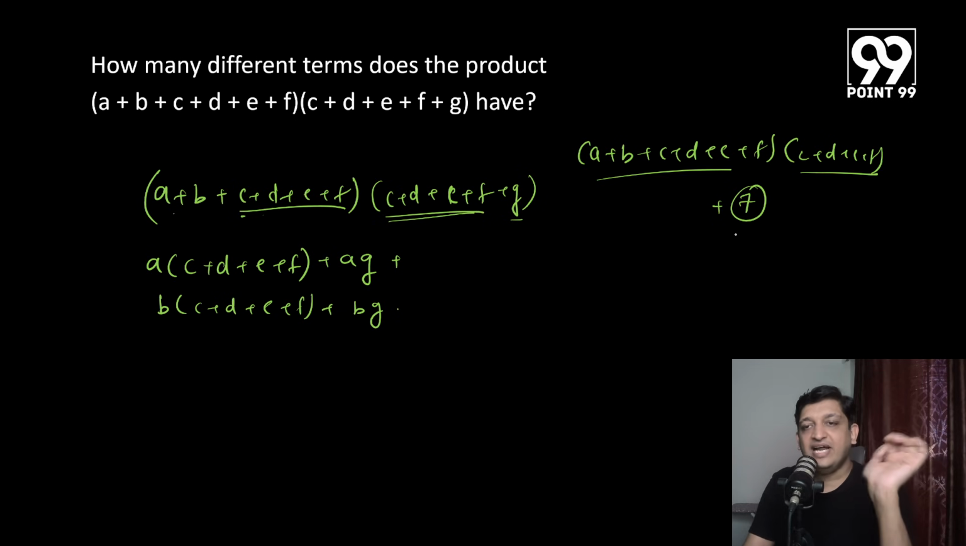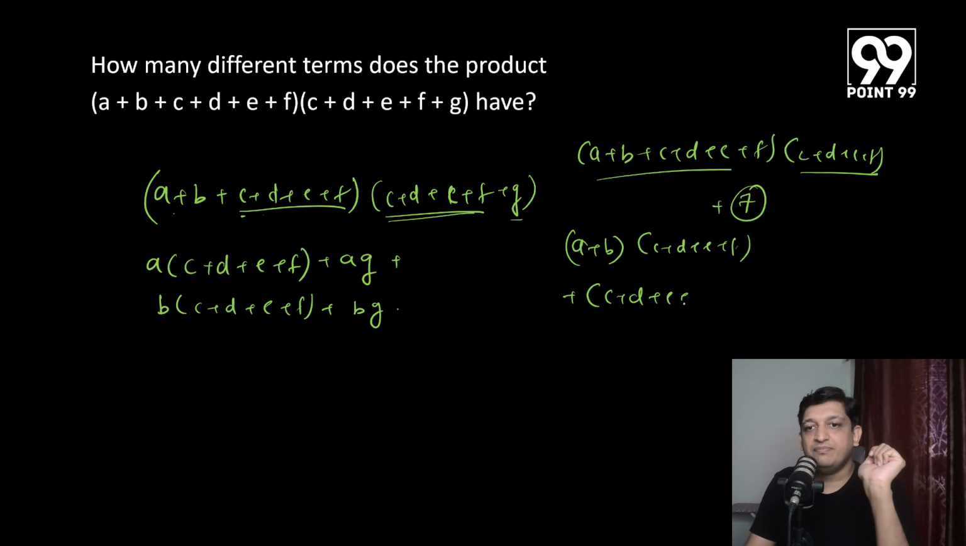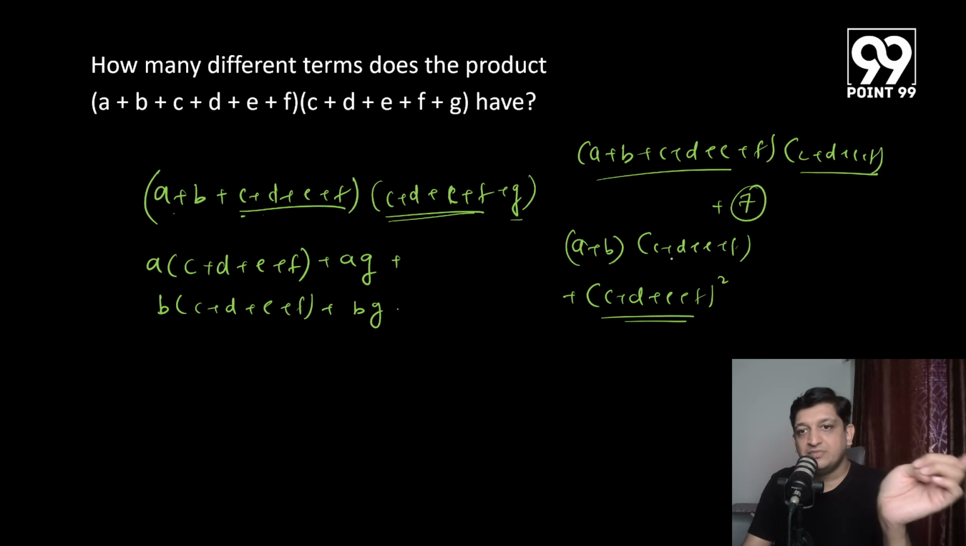Now again, if you are looking at this split, what can we say here? We can see that A plus B is multiplied by C plus D plus E plus F here, and then you have a term which is C plus D plus E plus F square, and this is basically going to be your game changer. So A plus B into C plus D plus E plus F is going to be 4 into 2, that is 8 terms. So we are already accounted for a few terms here.